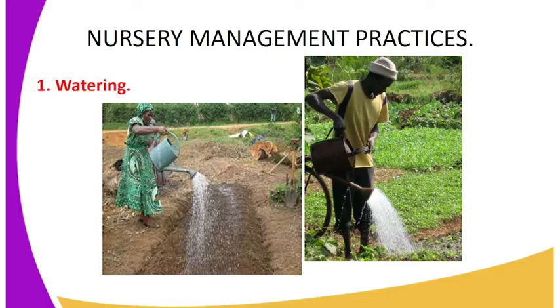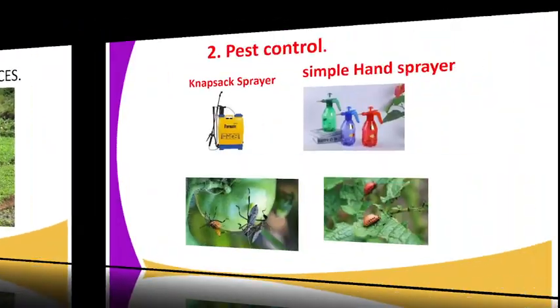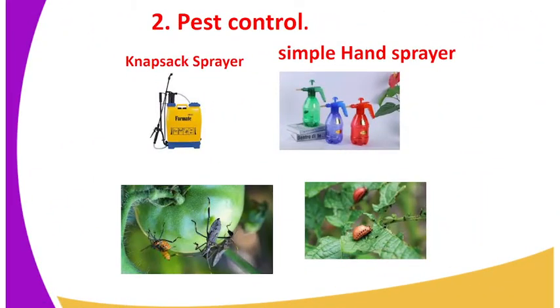And also on the second nursery, there is a man still using a watering can to water the nursery bed, so that the water which is supplied now is not for germination but for the seedlings which have already germinated to carry out the process of photosynthesis. Then we go to the second management practice, that is pest control.